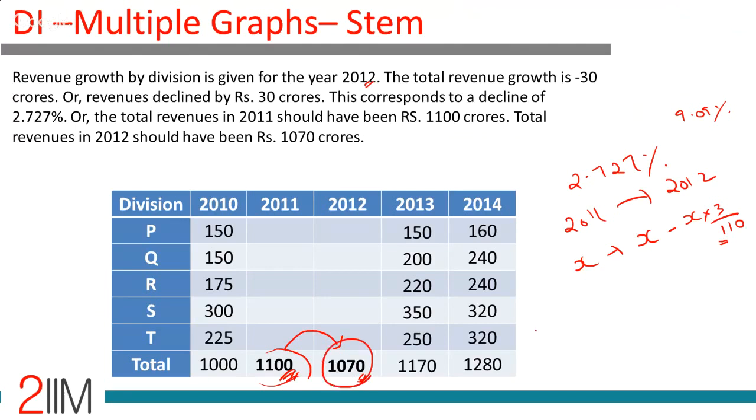And the total revenue growth is minus 30. Revenues declined by 30 crores. And this corresponded to a decline of 2.727%. 30 crores is 2.727%, or the total number here should have been 1100. Therefore, total number here is 1070. So we know the totals here.